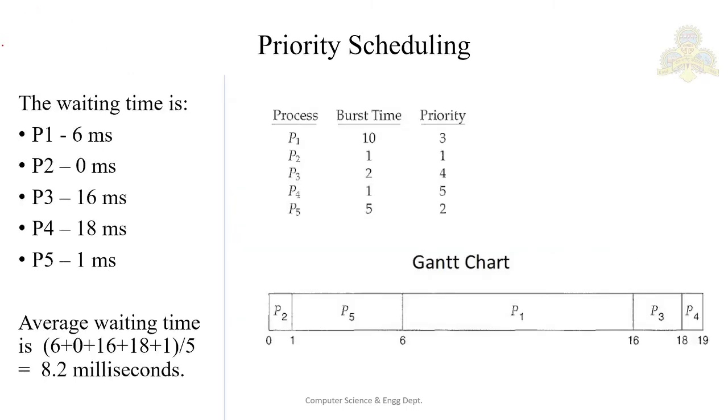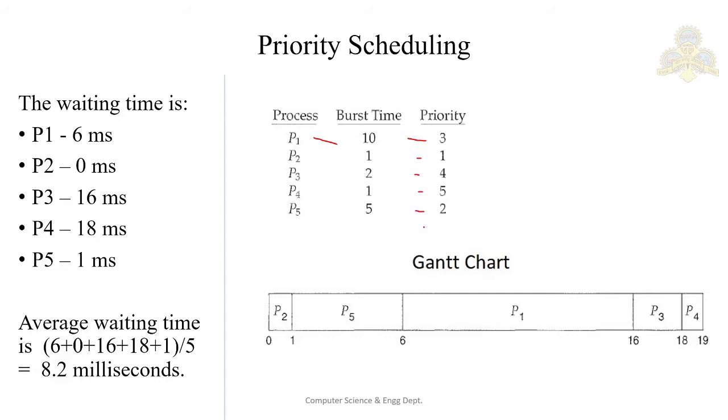We have five processes P1, P2, P3, P4, P5 having burst times 10, 1, 2, 1 and 5 respectively, along with their priorities. The priority of process P1 is 3, P2 is 1, P3 is 4, P4 is 5 and P5 is 2. Okay, so just now we had discussed, right?